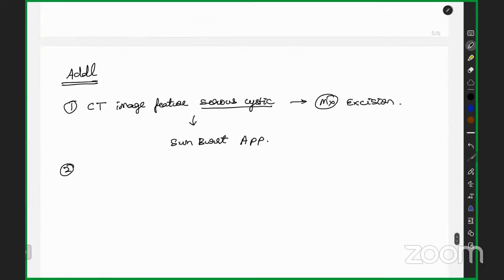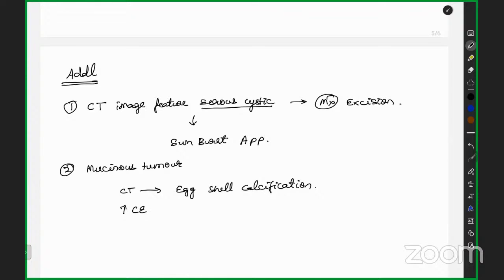Second one, in mucinous tumor, what is going to be the CT feature? In mucinous tumor, on CT, you're going to find an eggshell calcification. And what is the other indicator of mucinous tumor? The other indicator is going to be a rise in CEA, and ER/PR is going to be positive, like your breast cancer.